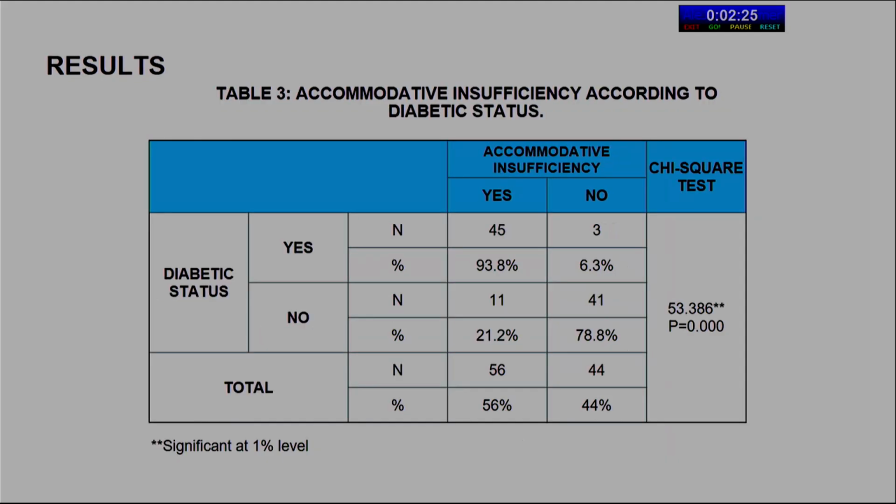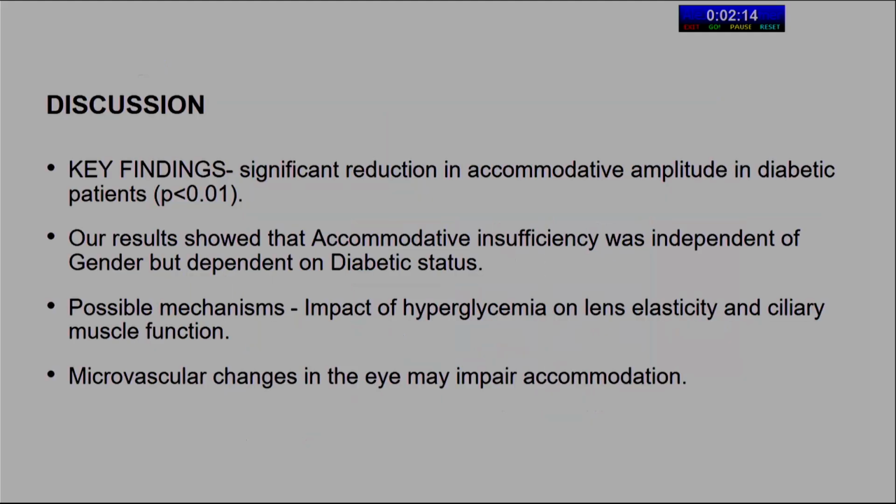Table 2 represents the accommodative insufficiency according to gender, and the chi-square test showed no statistical significance here. Table 3 demonstrates the accommodative insufficiency according to diabetic status, and the chi-square test here demonstrated statistical significance. Our key findings of the study are a significant reduction in accommodative amplitude in diabetic patients, and the results also show that accommodative insufficiency was independent of gender but dependent on diabetic status.